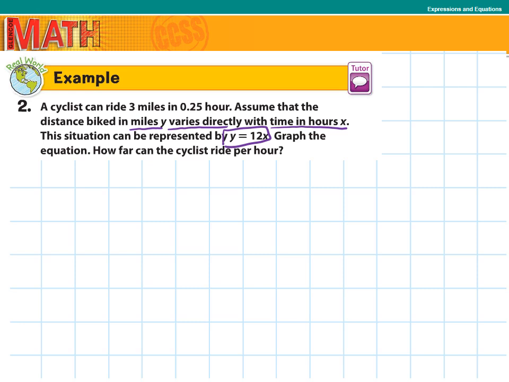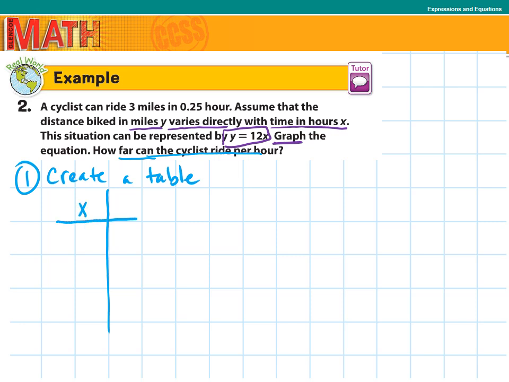So they want us to do two things. First, we're going to graph it, and then we're going to answer the question how far he can ride per hour. So in order to graph this, we need to create a table. And my table is going to look like this. Okay. I'm going to have my x value, which I don't know yet. I'm going to have my equation or my direct variation, which is y is equal to 12x. And then I'm going to have my y.